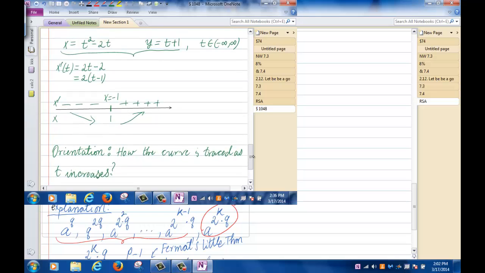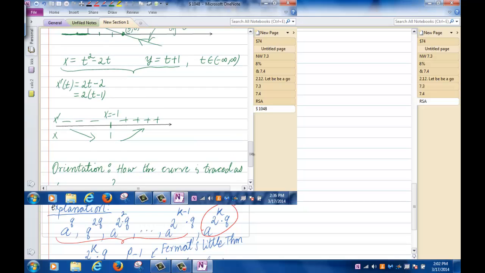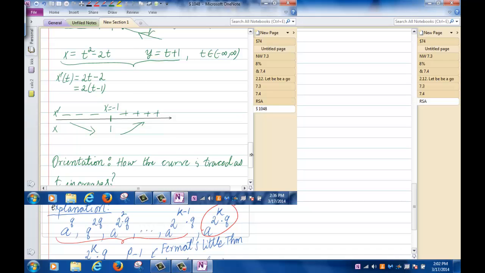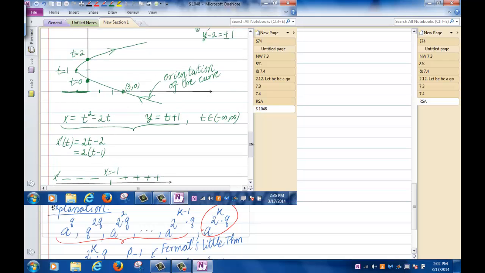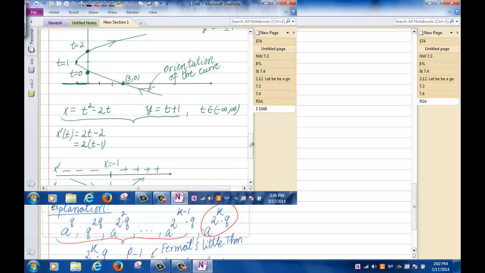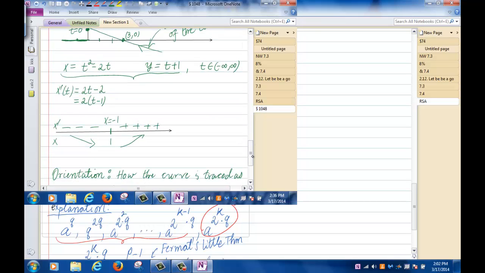Oh, by the way, you might ask, how do you know you're getting all the points on the curve? Did I answer that yet? Can someone tell me why I get the entire curve? How do I know I get the entire curve as the trace of the object? Yeah, so when t goes from negative infinity to 1, the x value, remember x is a function of t, comes from positive infinity and comes to negative 1. Am I making sense?